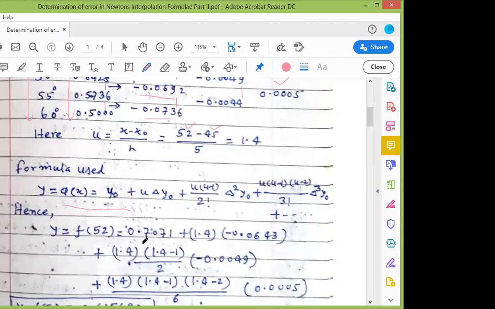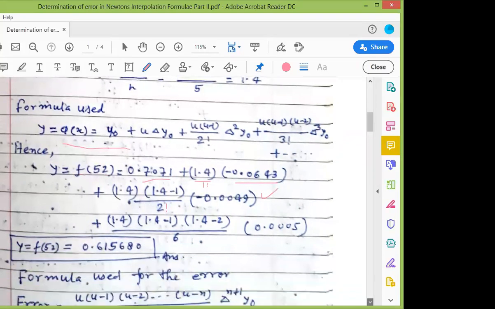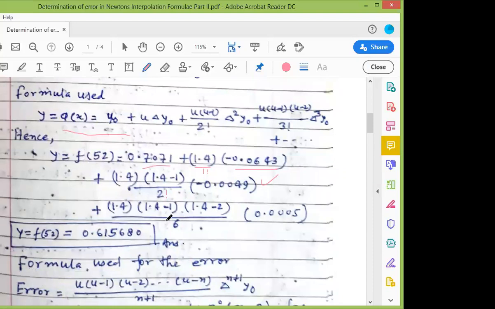Now we substitute the values: 1.4 into the first difference, with 1 factorial here, then factorial 2, and similarly u(u - 1) with the second difference, and factorial 3, which is 6. And this is the last difference.